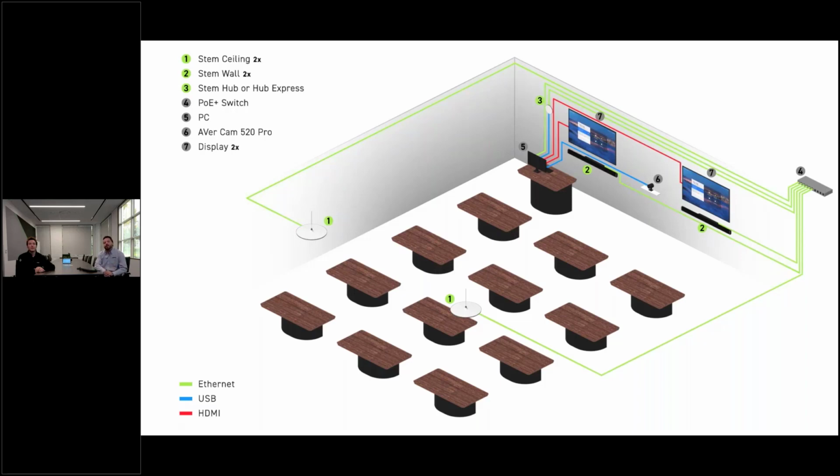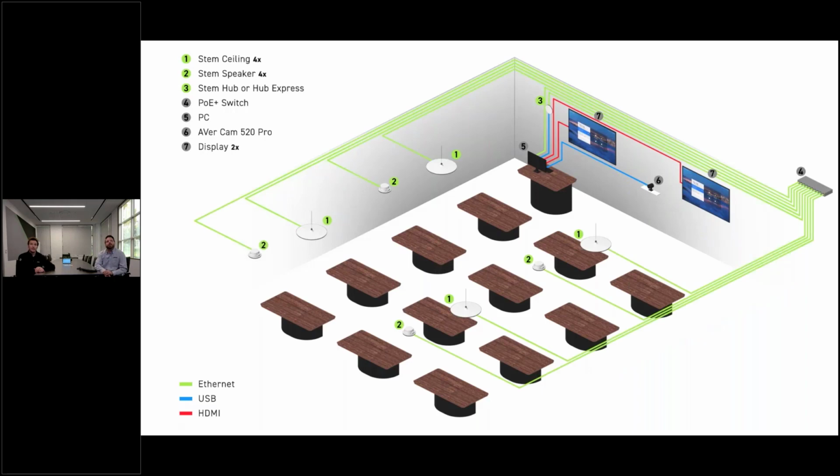Here you can see two wall units at the front of the room and two ceilings at the back to cover additional students maybe congregating back there. So you have another option here, again, as Ryan was mentioning, still that one USB connection to the computer, and you can leverage all these devices through the network. Very, very cool. And we'll see one more option here, just four ceilings.